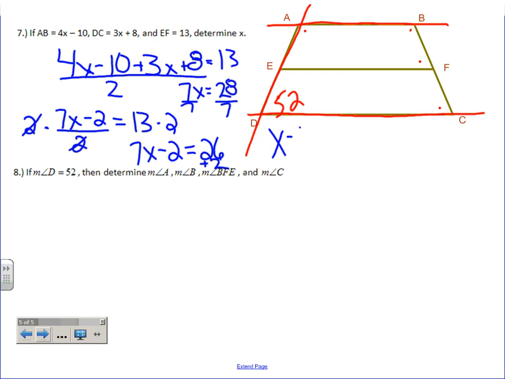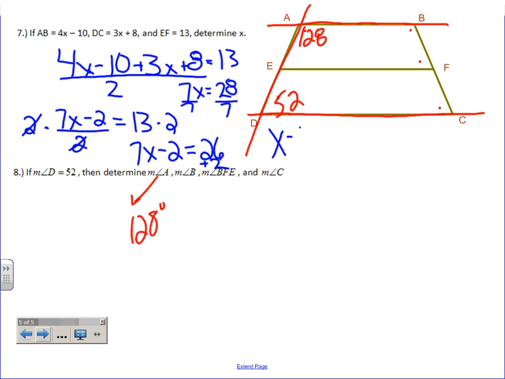But 52, consecutive interior, which means they must be supplementary, which again means add to 180. And so 52 and what would actually add to 180? 128, right? So that's a pretty easy way of getting that one. You could have gone all the way around this thing, but you didn't have to. Again, I think that's just because that person wanted to give me all the answers.